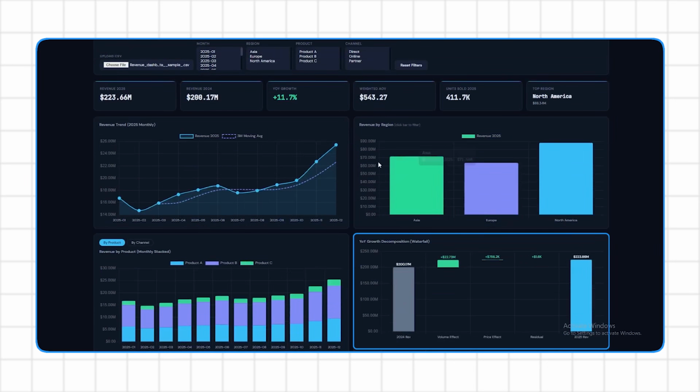The growth decomposition waterfall is where the real insight sits. Of the 23.49 million in additional revenue, 22.73 million came from volume and only 756,000 came from price. That means nearly all growth is volume driven. Now, if you're in a strategy meeting and someone asks whether the company should invest in distribution or pricing power, this chart gives you the answer with actual numbers behind it.